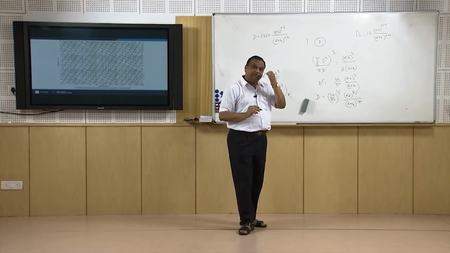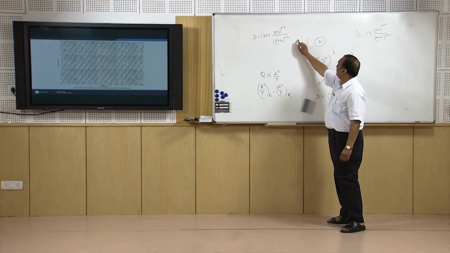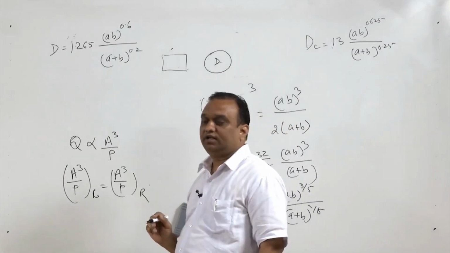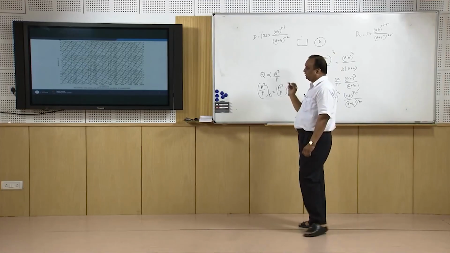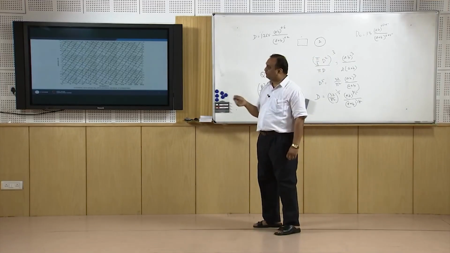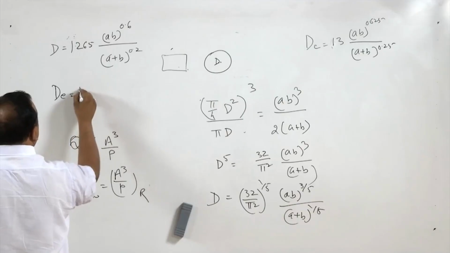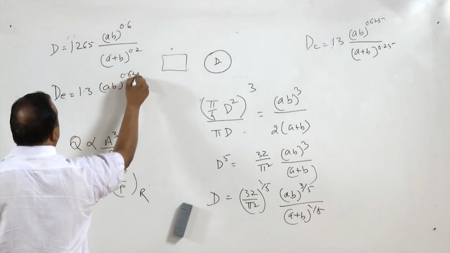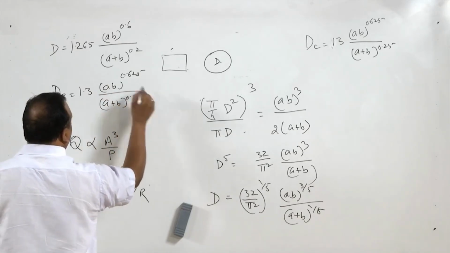Now the average velocities are not same. If you look at the average velocity in the square duct, this rectangular duct and this round duct are not same, and with the help of some experimental investigations also, this formula is modified as D equivalent is equal to 1.3 AB raised to power 0.625 divided by A plus B raised to power 0.25.